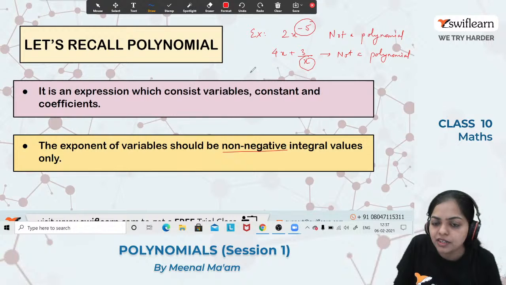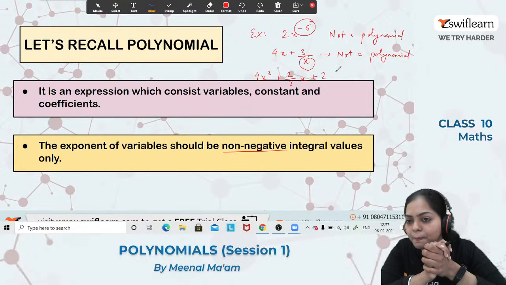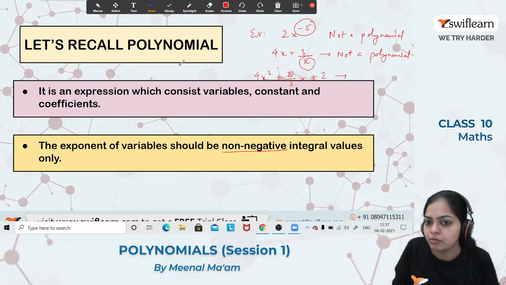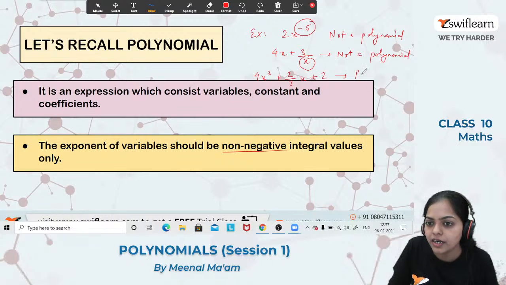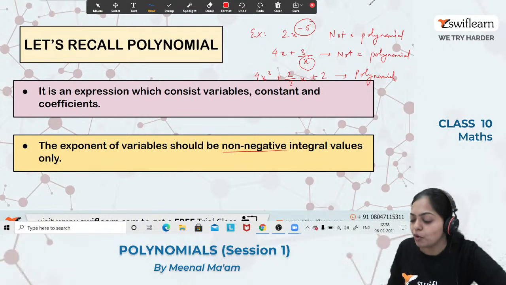And one more example, if I say 4x cube plus 2 by 3x plus 2. So what do you all think? Is it a polynomial expression? Yes, it is a polynomial expression because it follows all the conditions of the polynomial. Means no problem with the variable, no problem with the constant, and no problem with the exponent. So it follows all the conditions. That's why it is a polynomial. Got it, everyone? Now I think you all understood the meaning of a polynomial.